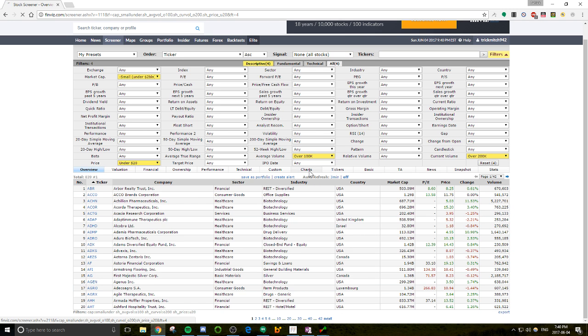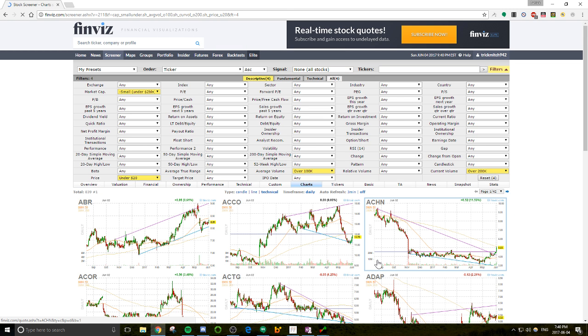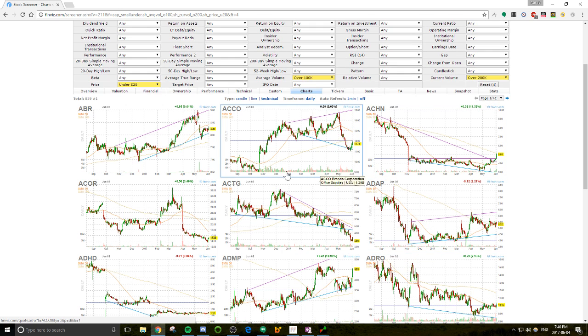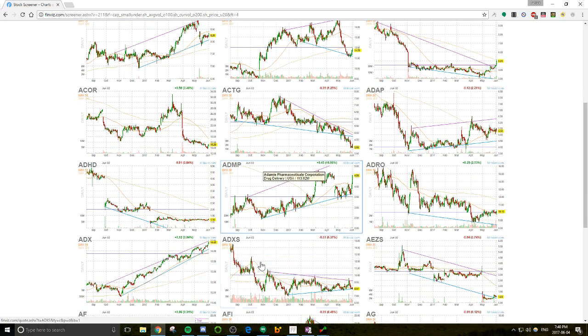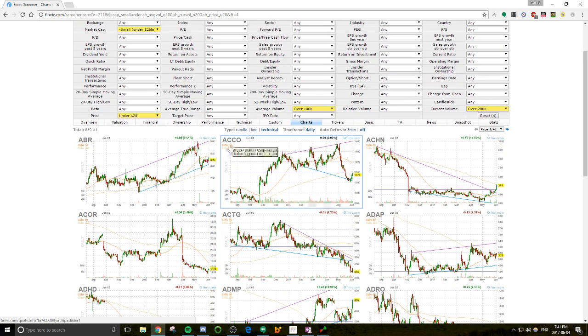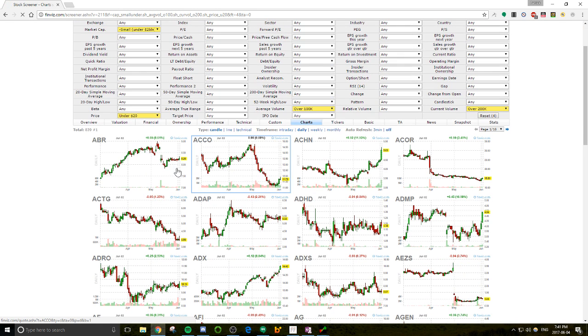So go into charts, and this will also be a personal preference of yours. I don't leave it on the technical. I want a closer view because I like looking for gap fills and small gaps and all that. So go over to candle, and there you go. Okay. Now you can quickly go through.